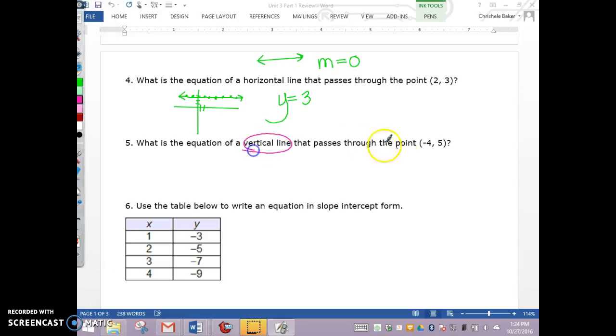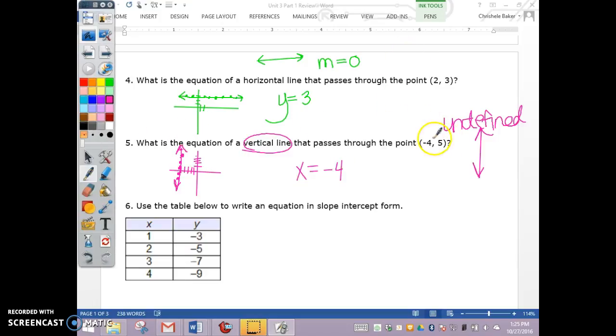A vertical line goes straight up and down, a slope of undefined. It's not even a function. It's not written like functions are. Functions are y equals. This one's not. It's not a function. -4, 5 is right here. Vertical line straight up and down. Every single dot along this line has the same exact x value. So the equation of this line is x equals -4. And this is coming straight from the ordered pair that I gave you.